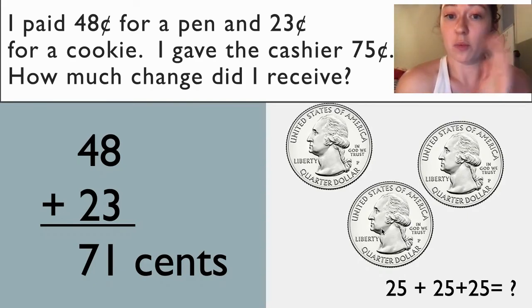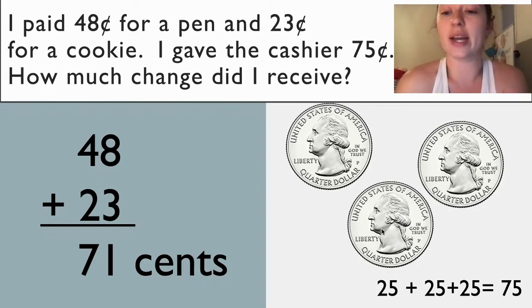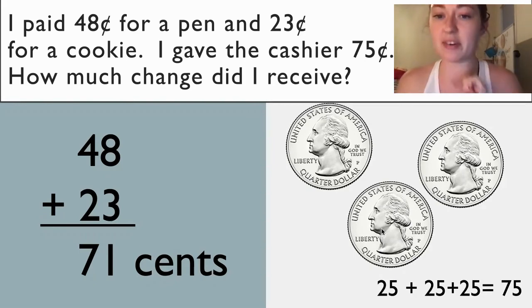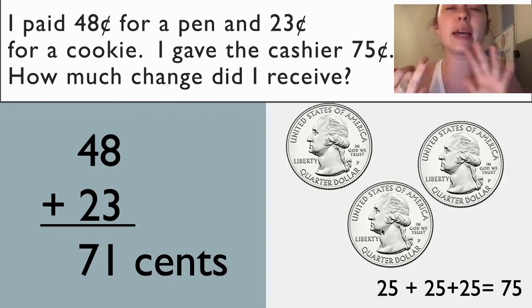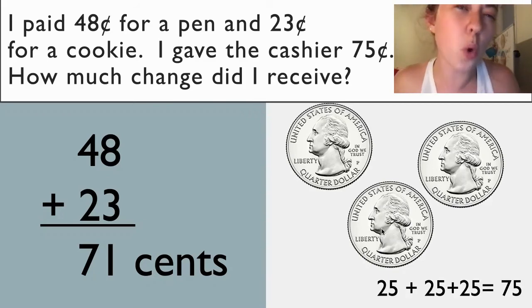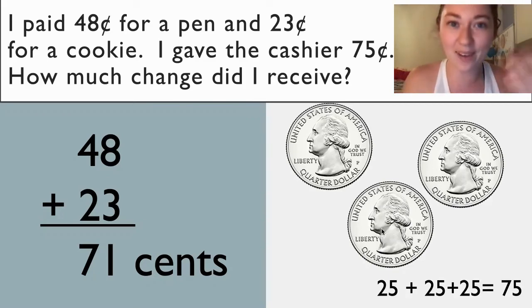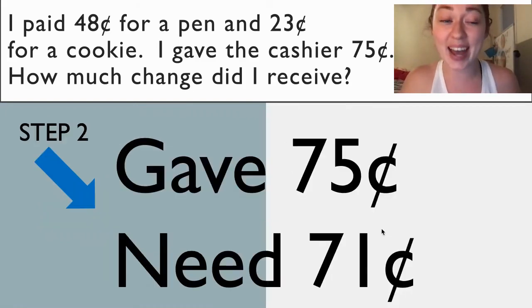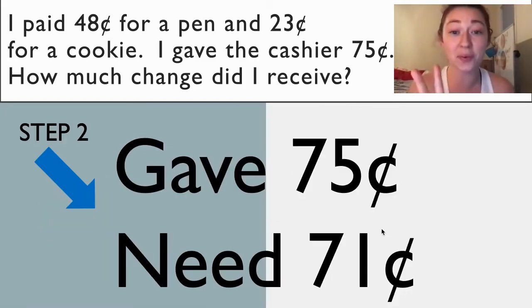Let's figure it out. So, right here it says 25 plus 25 plus 25 is 75. So you have 75 cents. So how much money you gave the cashier was 75, but your cookie and your pen only cost 71. So why would you give him 75? Well, now is when you get that change back, okay? So that's step 2. You gave the 75 cents, but you only needed to give him 71, so you get change back, okay?